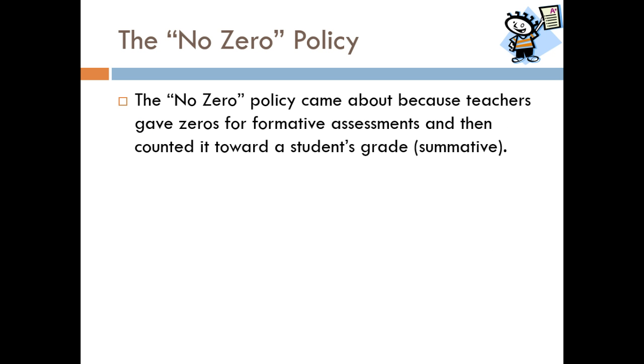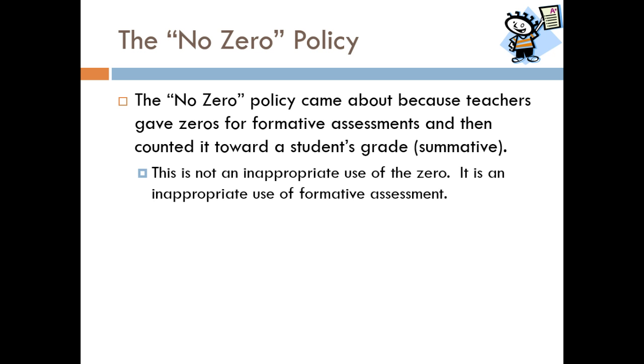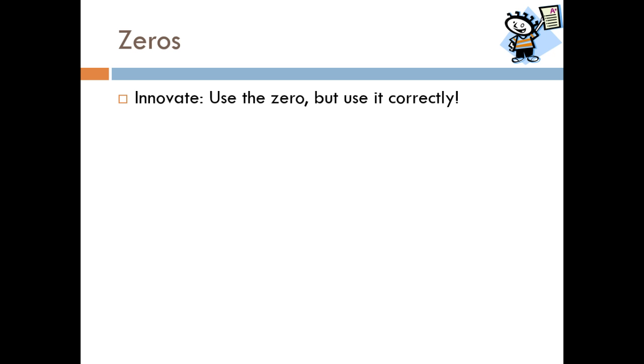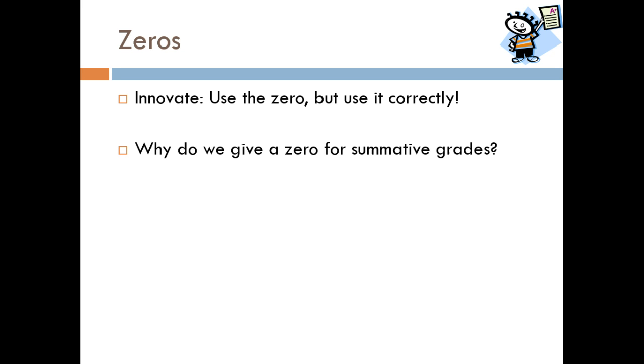And really, as I said, the no zero policy came about because teachers gave zeros for formative assessments and counted them towards a student's grade. So the actual problem was counting a formative as a summative, not the fact that there were zeros. So if we fix the whole formative versus summative thing, we fix the no zero policy. Okay. So I would say use zeros, but use them correctly.